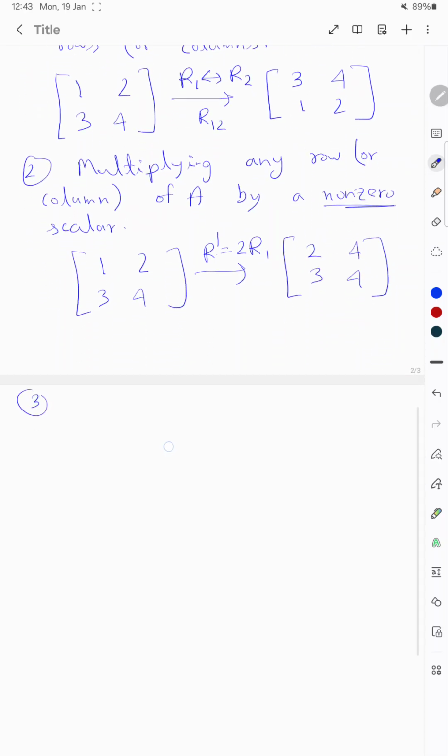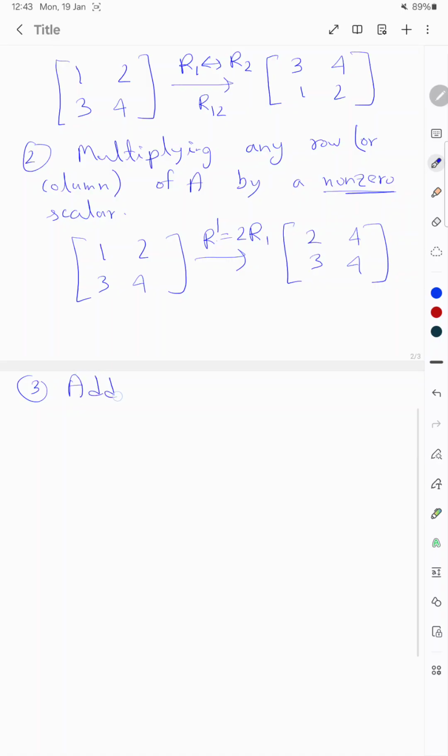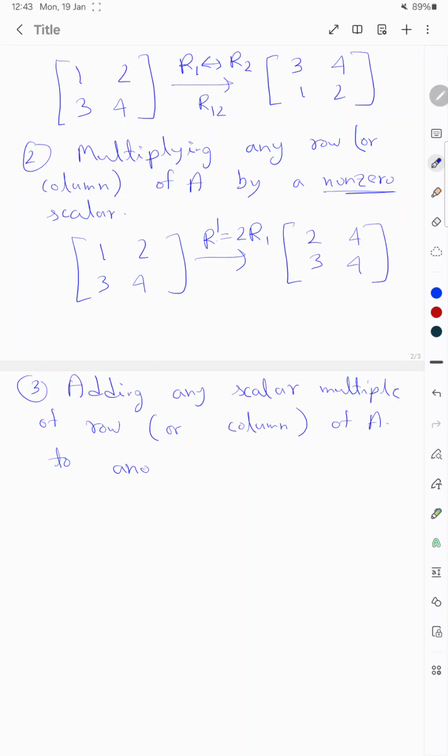The third one is adding any scalar multiple of a row or column of A to another row or column.